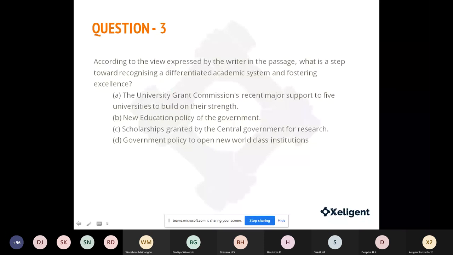The University Grant Commission's recent major support to 5 universities to build on their strength, new education policy of the government, scholarships granted by the central government for research, common policy to open new world-class institutes. What is the correct answer?